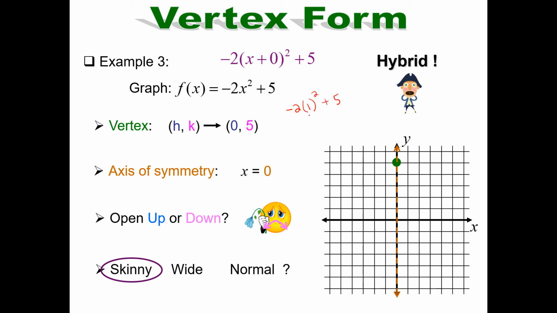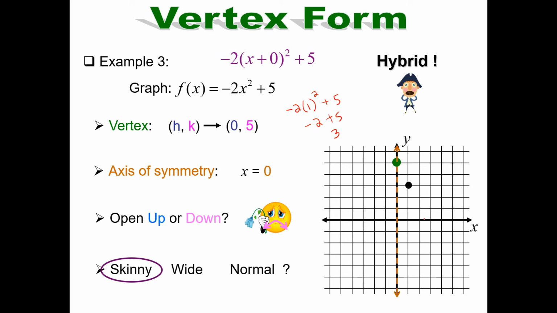f of 1 would be this. So 1 squared is 1. 1 times -2 is -2. Plus 5 is 3. So I know I have a point at (1, 3). So 1, 1, 2, 3, right there. And then maybe, since it's skinny, I'm going to try another one.